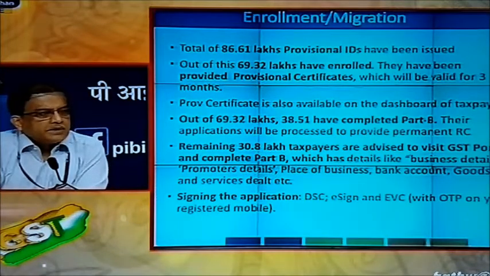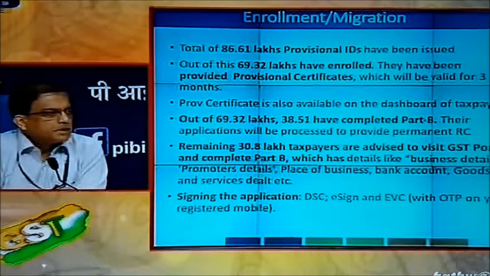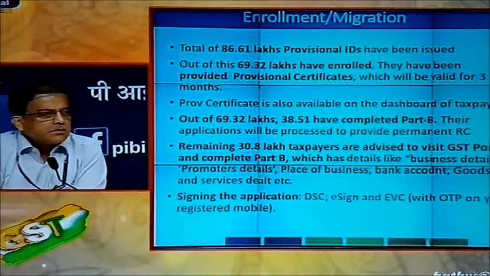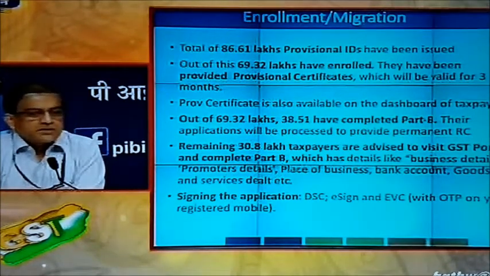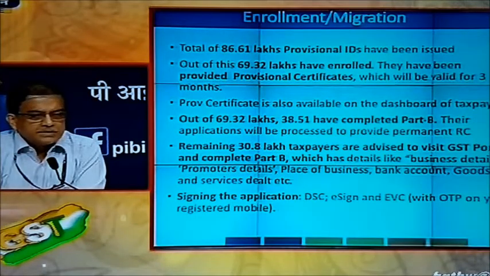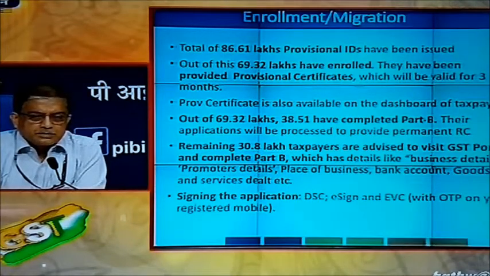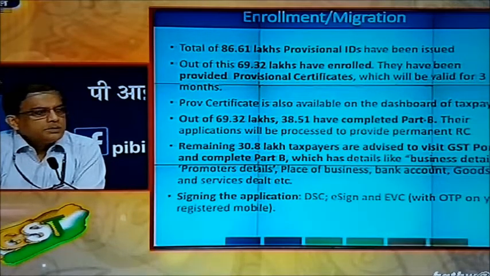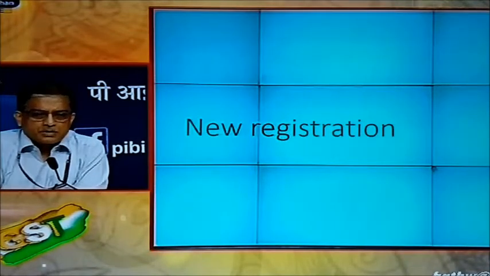Now, signing the application is basically when you sign on a paper that the information provided is true to the best of my knowledge, etc. A similar kind of thing you do here. But this authentication has to be done by digital signature certificate in case of companies, LLPs and foreign LLPs. And for others, the government has introduced an electronic verification code where an OTP is sent on the mobile number which you had registered earlier. Just give the OTP and then your signing process gets completed. Now this was so far as the enrollment process was concerned.